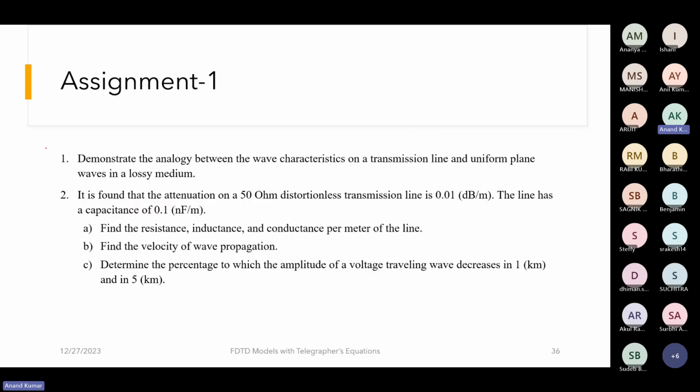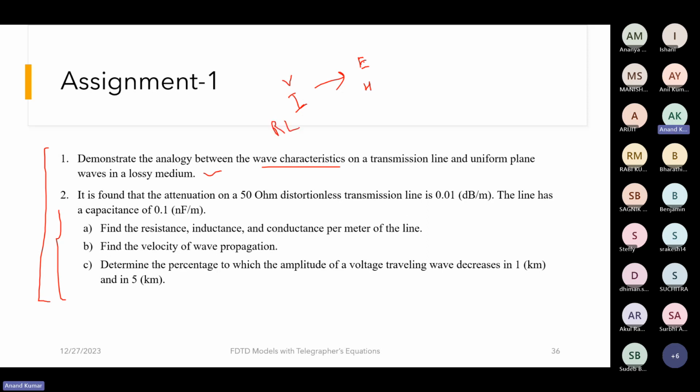I've attached this assignment as well. It's pretty much straightforward, just some simple numericals. The first question asks you to demonstrate the similarities between the wave propagation equations using V and I, and E and H from Maxwell's equations. So you have to give the relation and an analogy between the wave characteristics.